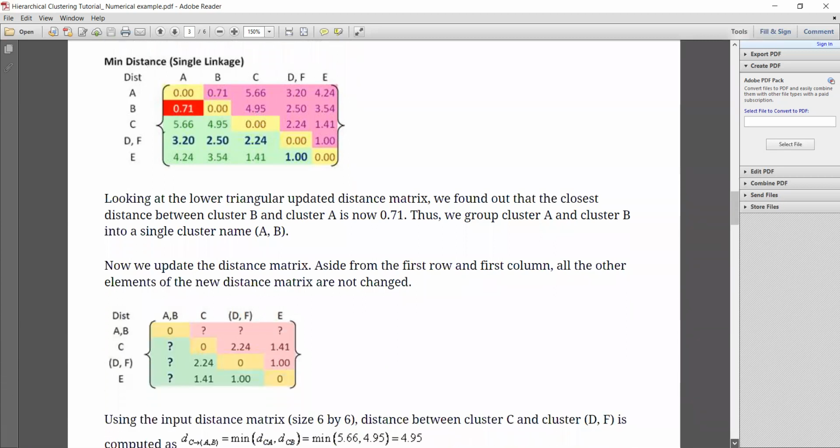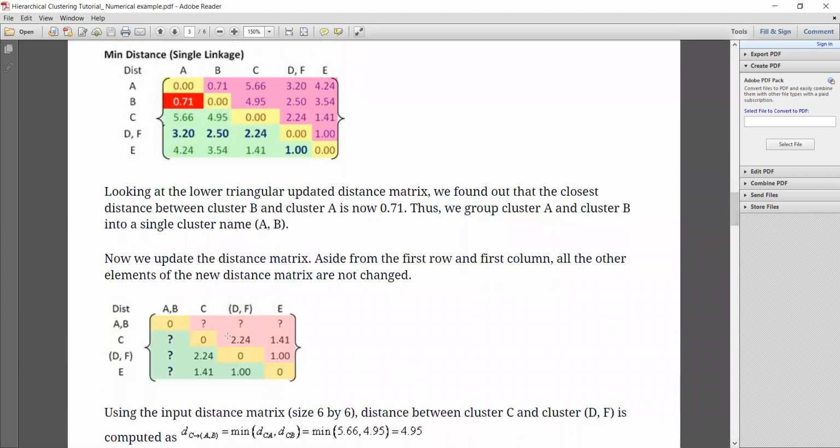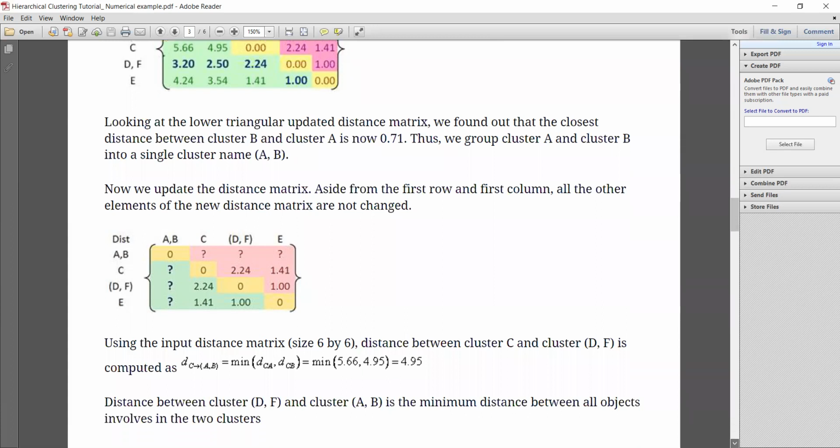Now, after merging A and B together, you will get this resultant matrix, right? Now, instead of 5 clusters, in this iteration you have only 4 clusters. So the first cluster is of 2 objects AB, the second cluster is of object C, the third cluster is of DF objects, and the fourth cluster is of object E here, right? Now, you calculate the distance between object C and AB, object DF and AB, and object E and AB, right? So apply the same single linkage method to calculate these distances.